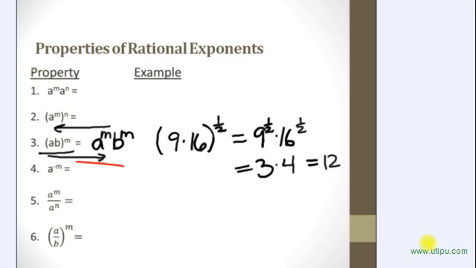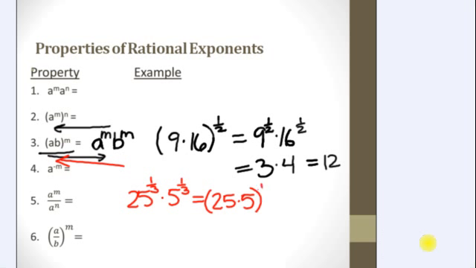Or going in the other direction, if I start out with 25 to the 1/3 power times 5 to the 1/3 power, well, the cube root of 25 is not a whole number, and the cube root of 5 is not a whole number, but they're both raised to the 1/3 power. So I can combine these by taking 25 times 5 raised to the 1/3 power, and if I multiply those together, I get 125 to the 1/3 power, which just equals 5, because 5 times 5 times 5 equals 125.